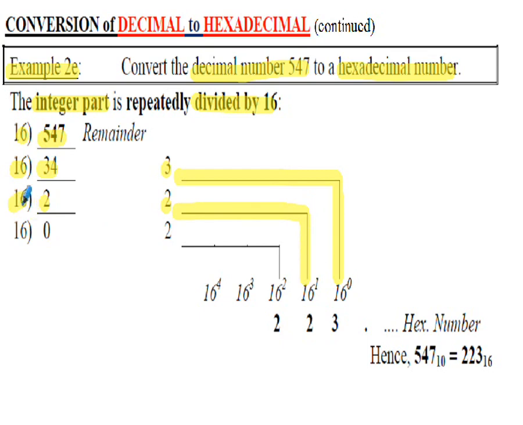Continue the process. 16 into 2 doesn't go, so we've got a remainder of 2, so we write that 2 under the column heading of 16 squared. So our hex number is 223. So 547 in base 10 is equivalent to 223 in base 16.